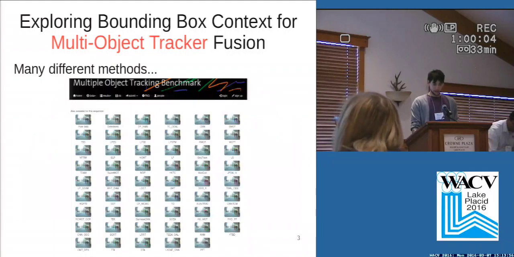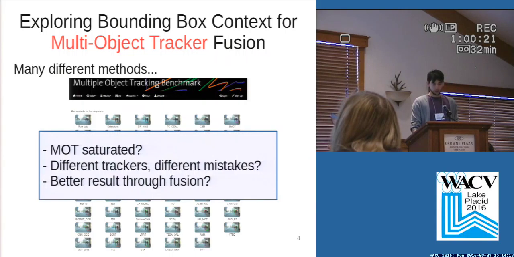And so the problem is there are many different methods for multi-object tracking. Like you can see here on the screenshot of the multi-object tracking benchmark MOT Challenge. There are, for the video you have just seen, 45 different methods. And our question was, is multi-object tracking saturated? Do different trackers make different mistakes? Or can we get a better result through fusion?